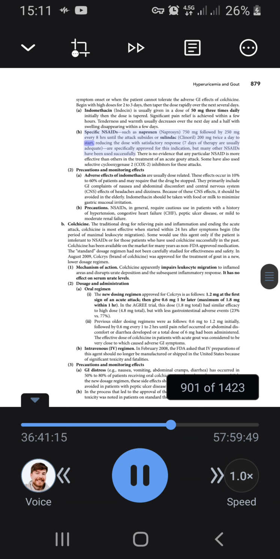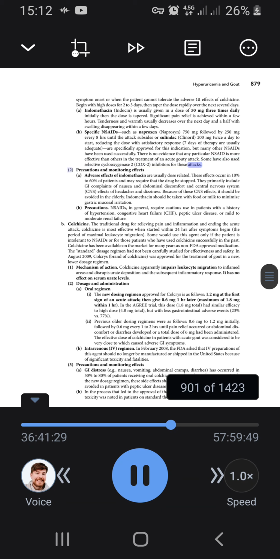2. Start reducing the dose with satisfactory response. 7 days of therapy are usually adequate. These are specifically approved for this indication, but many other NSAIDs have been used successfully. There is no evidence that any particular NSAID is more effective than others in the treatment of an acute gouty attack. Some have also used selective cyclooxygenase 2, COX-2, inhibitors for these attacks.